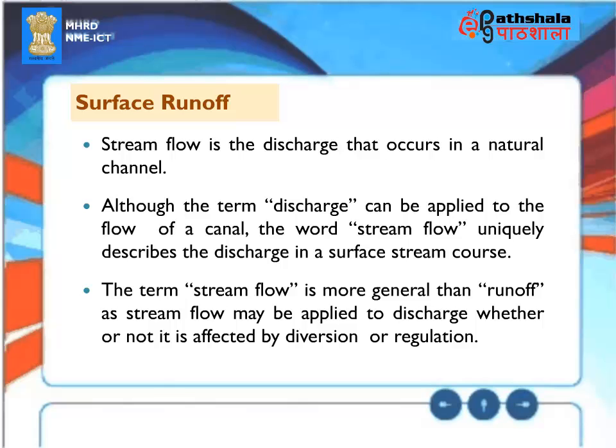Stream flow is the discharge that occurs in a natural channel. Although the term discharge can be applied to the flow of a canal, the word stream flow uniquely describes the discharge in a surface stream course. The term stream flow is more general than runoff, as stream flow may be applied to discharge whether or not it is affected by diversion or regulation.